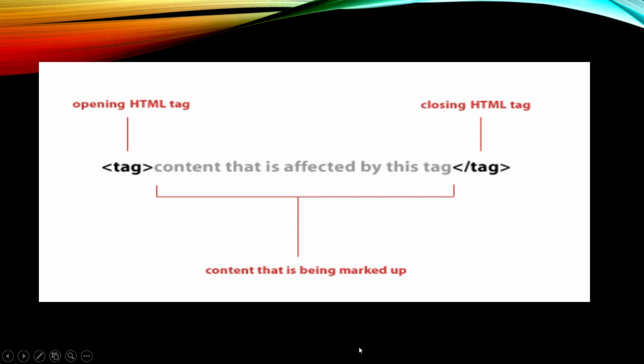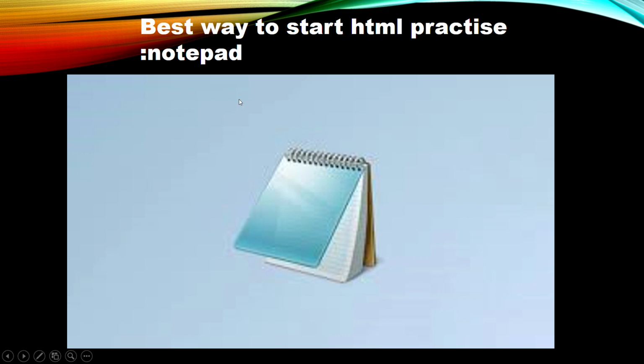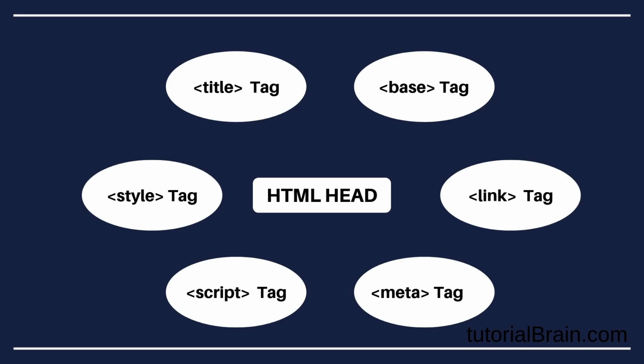And now the opening HTML tag and the closing HTML tag, and the content is affected by this tag. Whatever content is between the opening and the closing tag is shown here. Content that is being marked up. The best way to practice HTML is Notepad. It is somewhat difficult in the beginning, but it becomes easy by practice. So the HTML head contains the style tag, title tag, base tag, link tag, meta tag, and script tag.